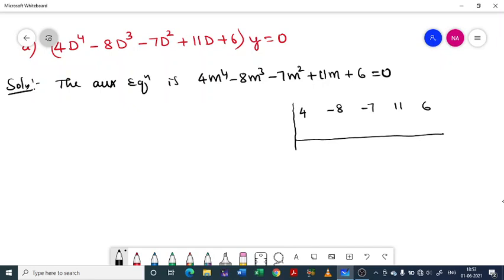So below the leading coefficient you have to write 0. And here you have to take numbers. Usually those numbers should be the divisors of this constant term. So you can take plus or minus 1, plus or minus 2, plus or minus 3, plus or minus 6. So you only have to verify among these numbers.